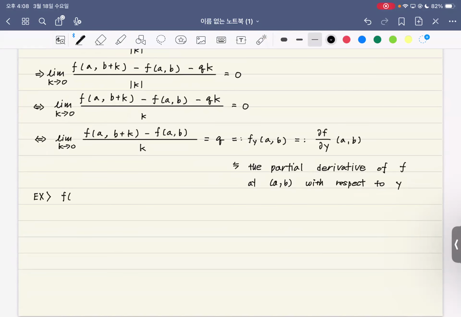Yeah, this is an example from our textbook. This is the function, and we have a point, and we are supposed to find the partial derivative with respect to x and the partial derivative with respect to y at this given point.